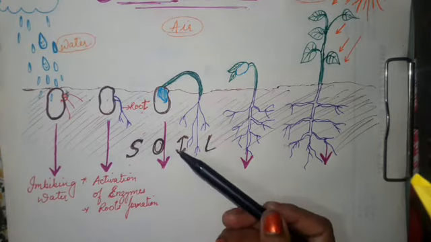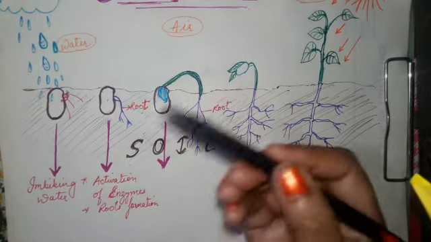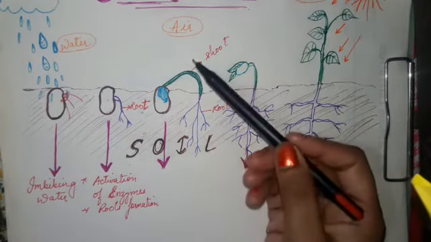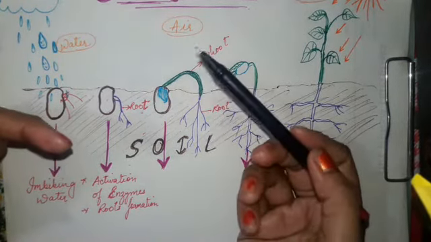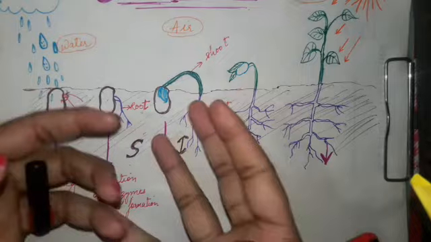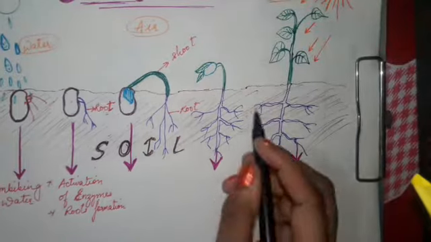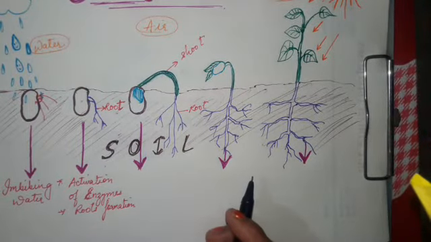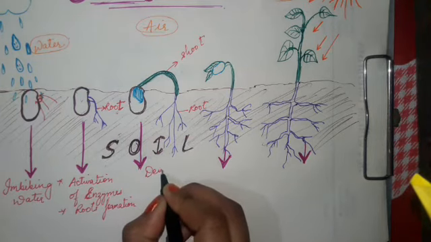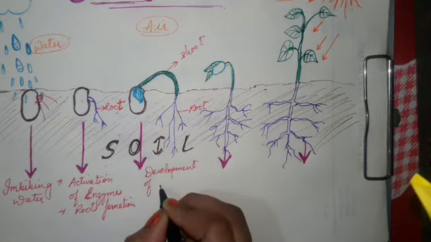In the third step, along with the root, another thing is produced which is called the shoot. This shoot is responsible for producing a new plant, whereas the root makes the plant even stronger by spreading more deeply and becoming strong. So what are we going to write in the third step? In the third step, we will write the development of shoot.